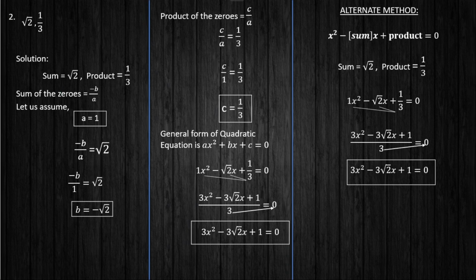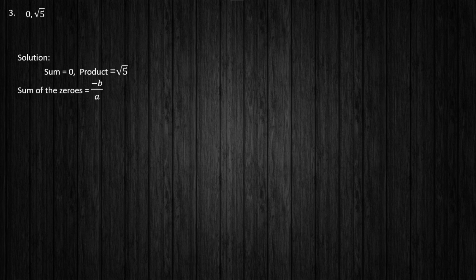Let's move on to the third question of this session. The third question is 0, root 5. Here the sum is 0 and the product is root 5. So first we need to write the sum of the zeros formula, that is minus b by a. And again the denominator is not the same, so we need to assume a is equal to 1.